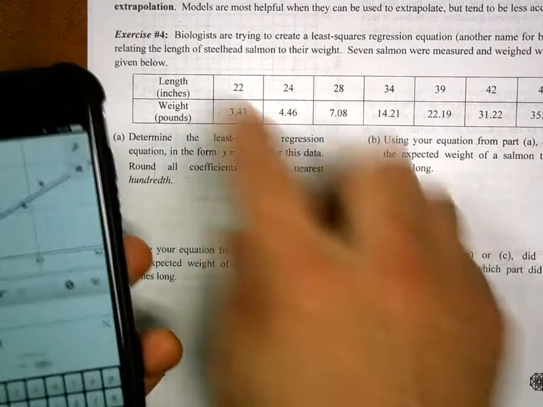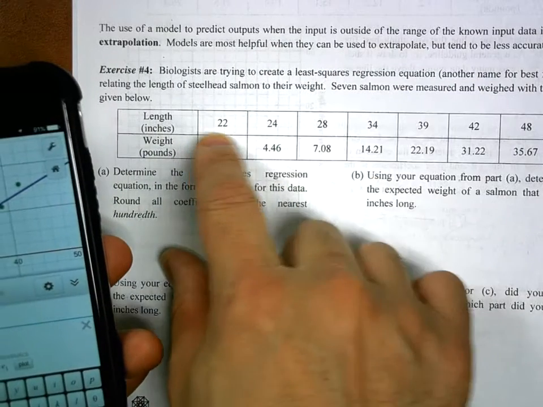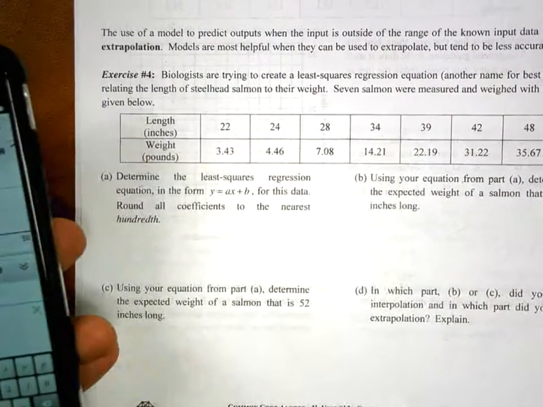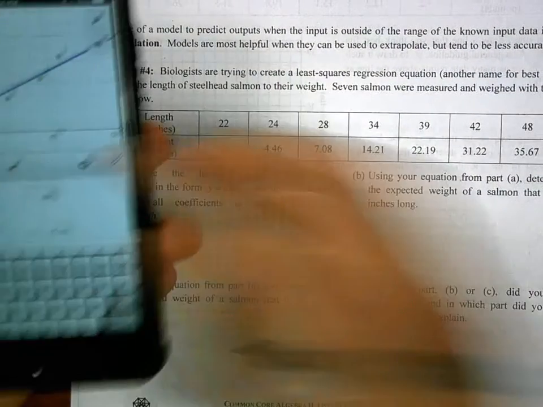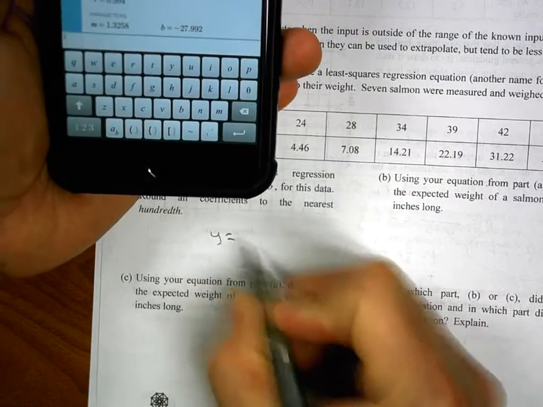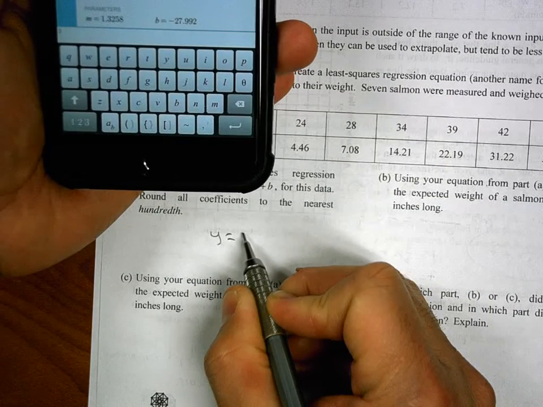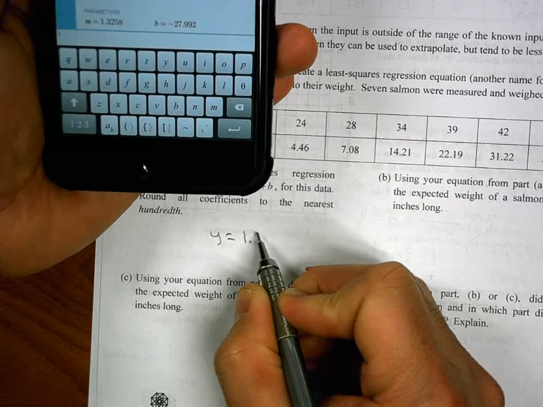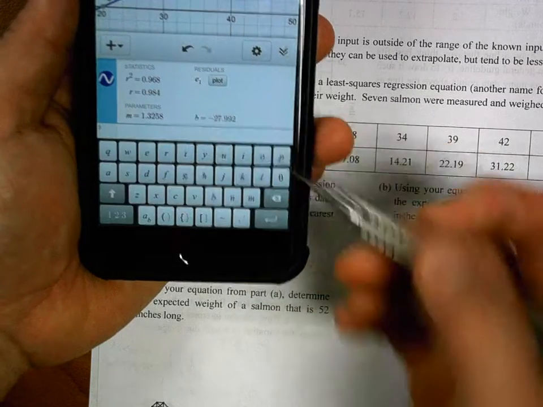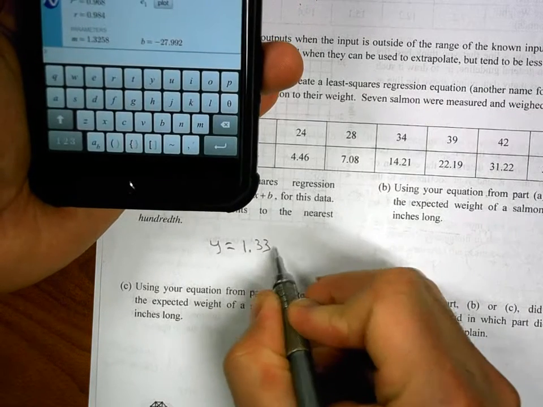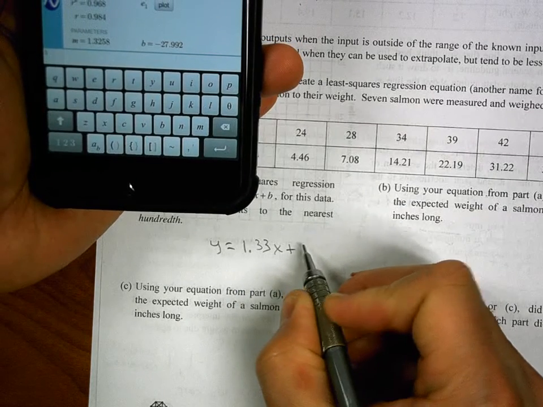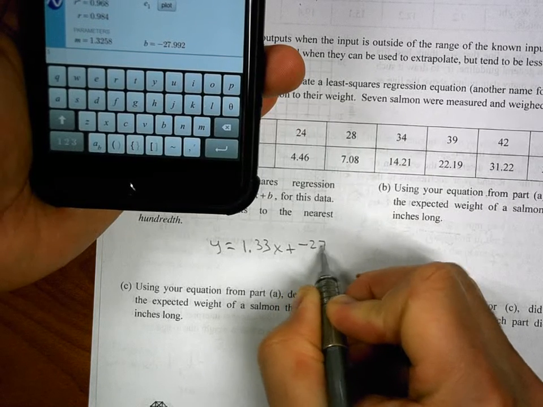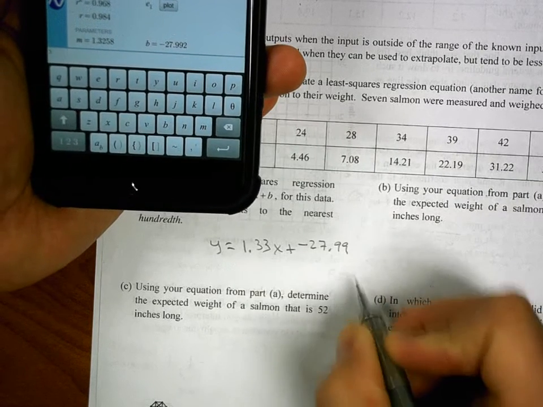So you got the salmon, the length, and the weight. Okay, let's go ahead and write the equation. So let's go back. The slope, y equals, it's to the nearest hundredth, so how would you round that for our slope? 1.33, nearest hundredths. x plus b, which is actually negative 27.99. Okay, so y equals mx plus b.